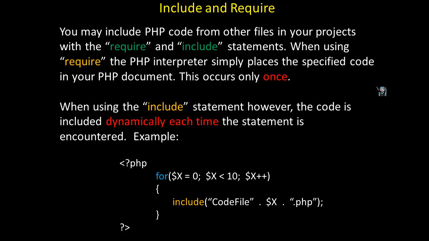encountered. For example, if we had a for loop and we called the include method, we could open up code files dynamically, code file 1, code file 2, code file 3.php, and so forth.